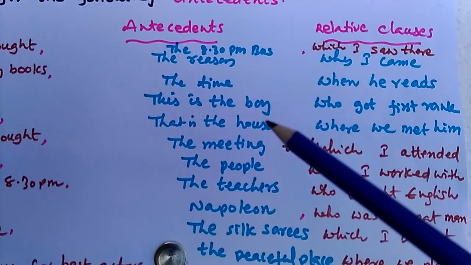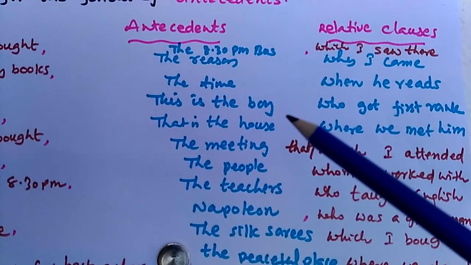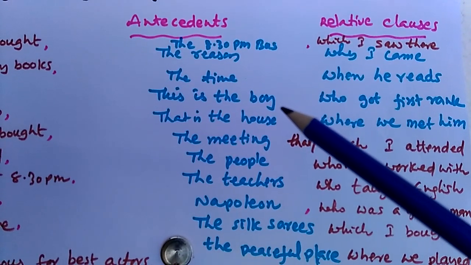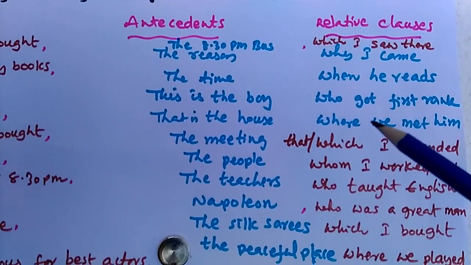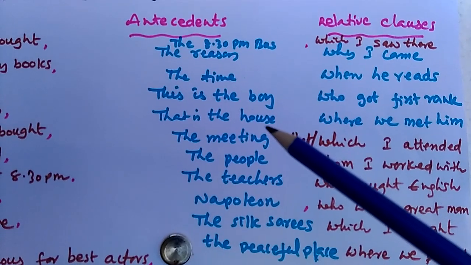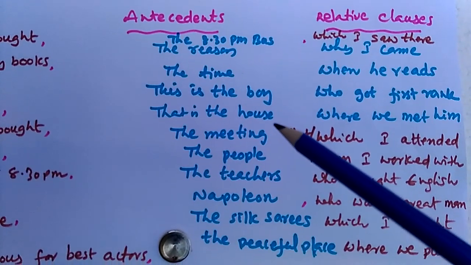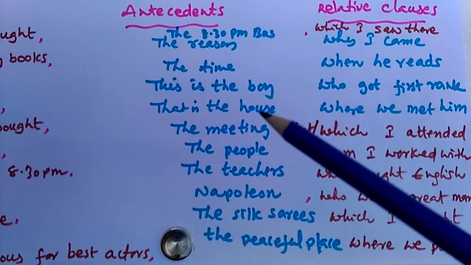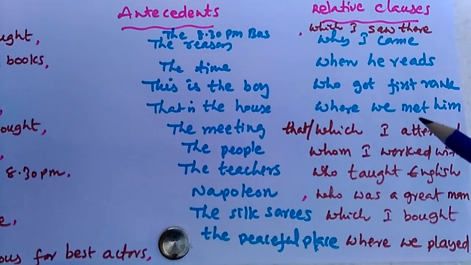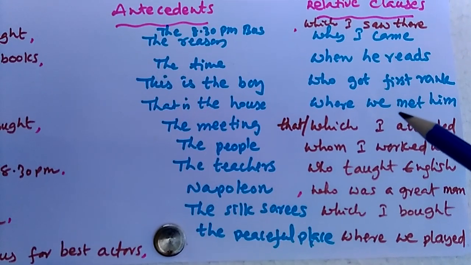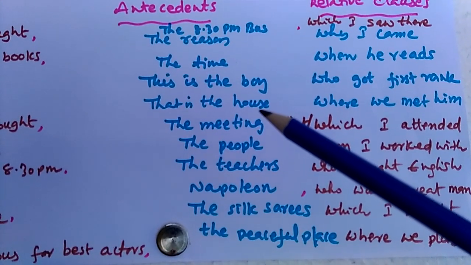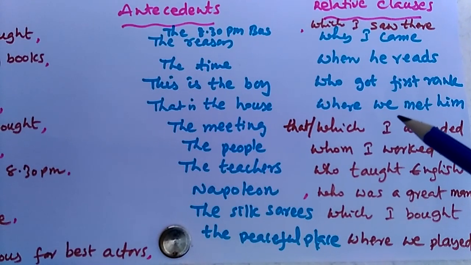When we had said "this boy," we can easily say which boy he is. But when we say "the boy," we cannot definitely know which boy he is. So this is a defining clause. Like that, when we say "the house," we cannot say which house it is. If we had said "that house," we can easily identify which house it is. Then this clause could have been a non-defining clause. But when we say "the house," then we cannot particularly say which house it is. So this is a defining clause.